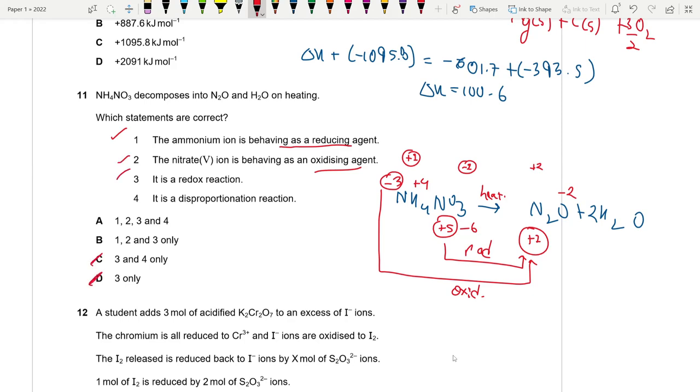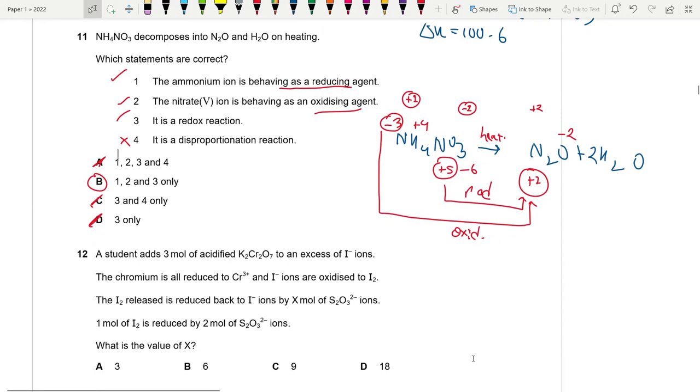This is a redox reaction, I agree. What about 4 though? It is a disproportionation reaction. This is wrong. This is wrong. 11 is B. I'll tell you why though. For a disproportionation reaction, the same species has to get oxidized and reduced at the same time. But this is not the same species. It is the same nitrogen element, but these are different nitrogens because they have different oxidation states.